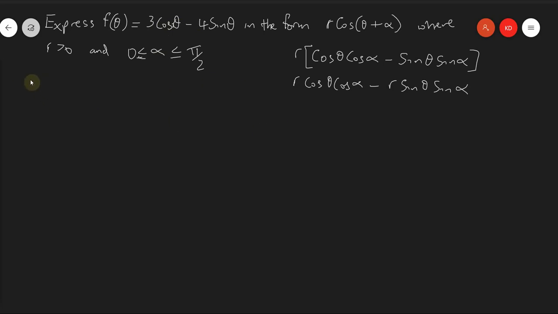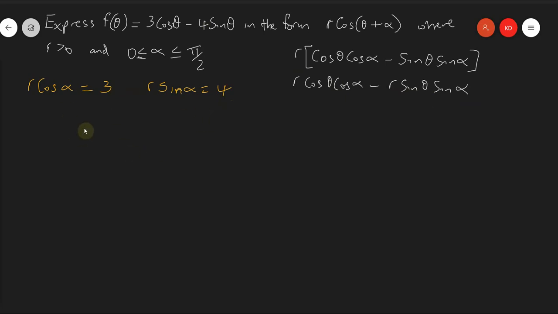So we can say that r cos alpha, and of course I'll try to explain as I go along, r cos alpha would be equal to 3, and since there is also a negative sign here, we can just say that r sin alpha is equal to 4, as this is negative r sin alpha and this would be negative 4, so in that case, negatives on both sides, we can just cancel them.